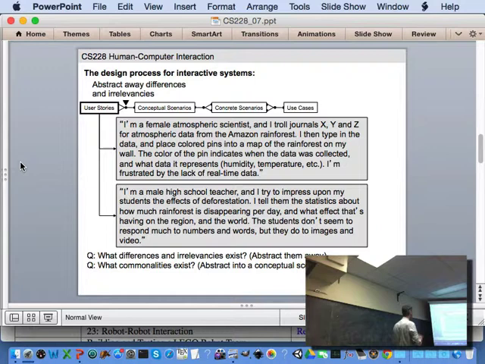Okay, given only that, what are some of the differences and irrelevancies that we can throw away? What are some commonalities in their need that we wanna preserve and boil down into a conceptual scenario? Let's start with the irrelevancies. That's usually easier. So given these 2 stories, we're gonna create a combined hardware and software system to support these 2 users. What's probably gonna be irrelevant about them when we get to the final system?